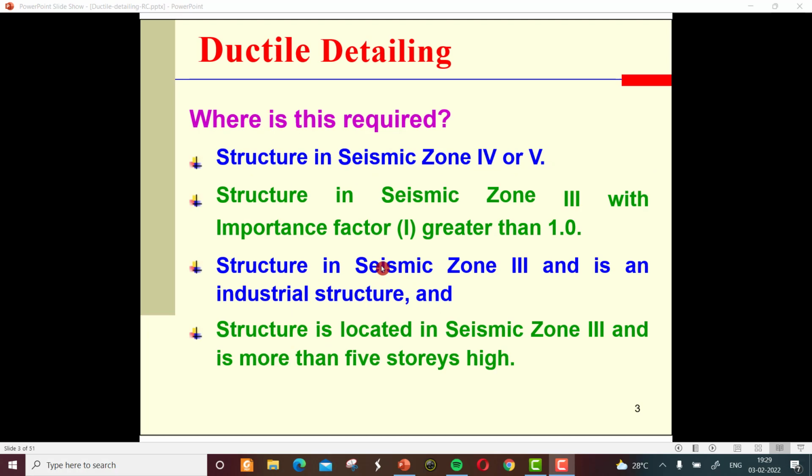So where is this ductile detailing required? These are mandatory in seismic zone 4 and 5 as per the 1993 code. Also, for a structure in seismic zone 3 for a building with importance factor I greater than 1, a structure in seismic zone 3 if it is an industrial structure, or a structure located in seismic zone 3 if it is more than 5 stories high.